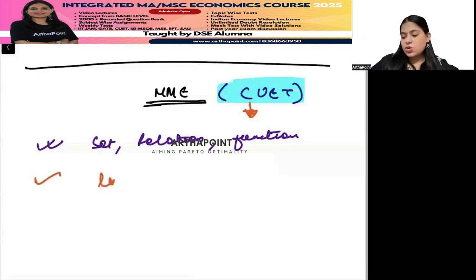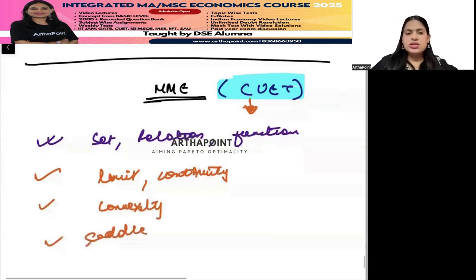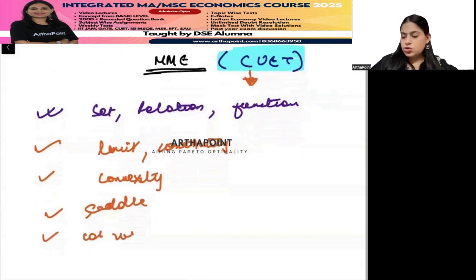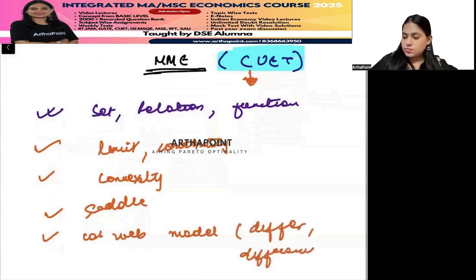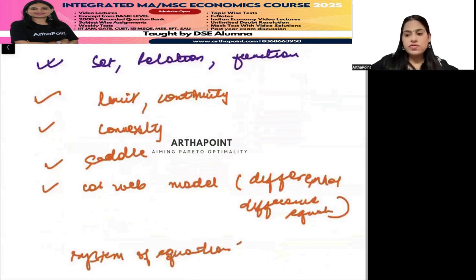So you have to go back and do limit, continuity, the same topics. Limit, continuity, integration, convexity and concavity of the function, saddle point, point of inflection, and the cobweb model that we have studied here, right? Then differential equation, difference equation, and solution to system of equations. Make sure that you do all of these things very well.